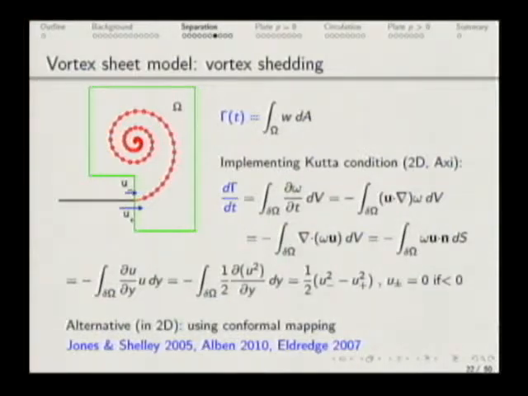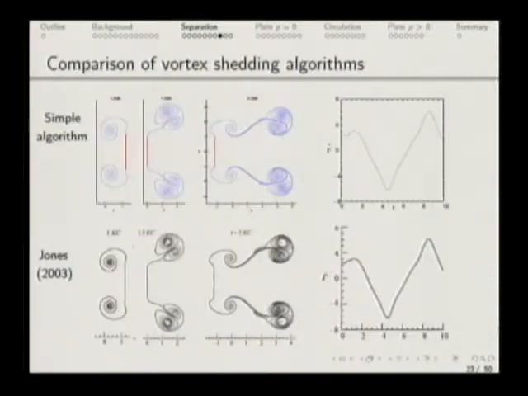So there's an alternative to simulate shedding, and that's used by several people. These are just a sample of references, but Shelley, Albin, and Eldridge have used a method based on conformal mapping that works for 2D, but not for axisymmetric flow. And just to illustrate, the simple algorithm that I use, compared with the conformal mapping algorithm, really gives you identical results. There are some very minimal differences at later times, but the circulation, shedding, and the position of the sheet agree. So this is an oscillating plate in this direction. That's the problem that Jones computed, and for that problem, if I simulate his velocities, I get exactly the same results.